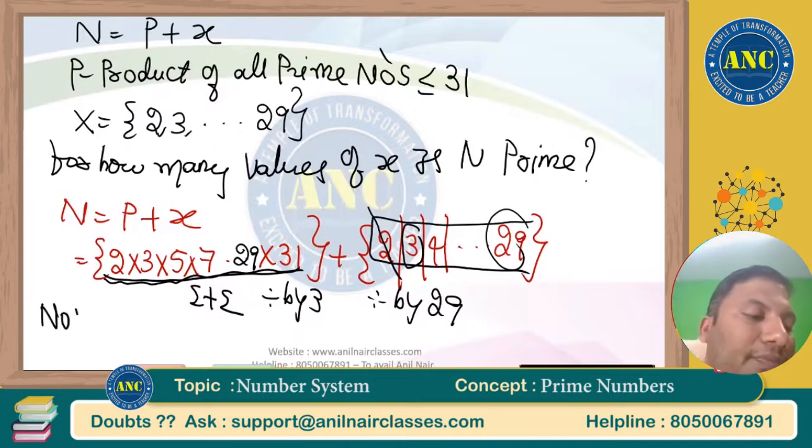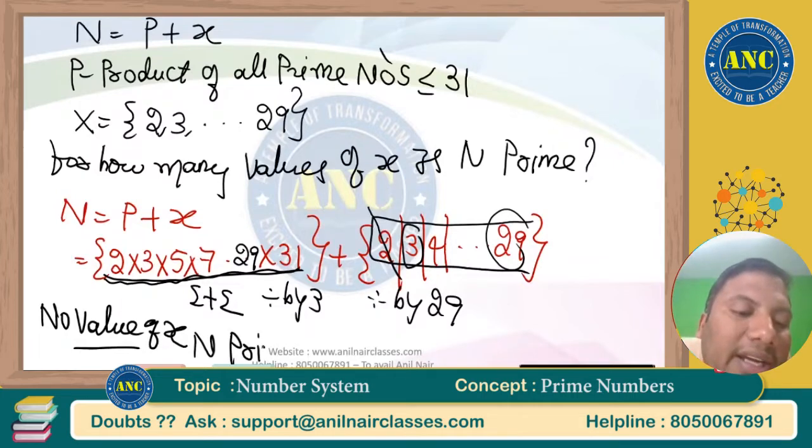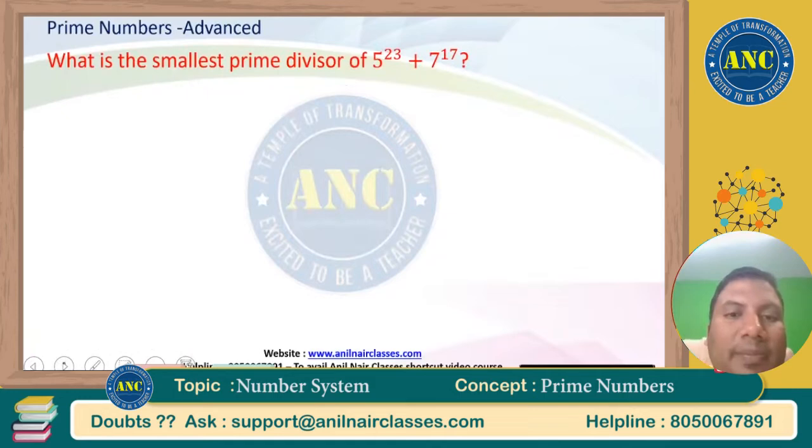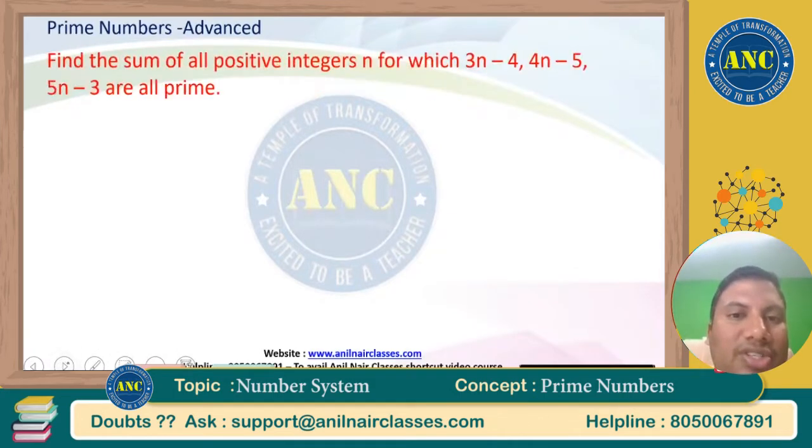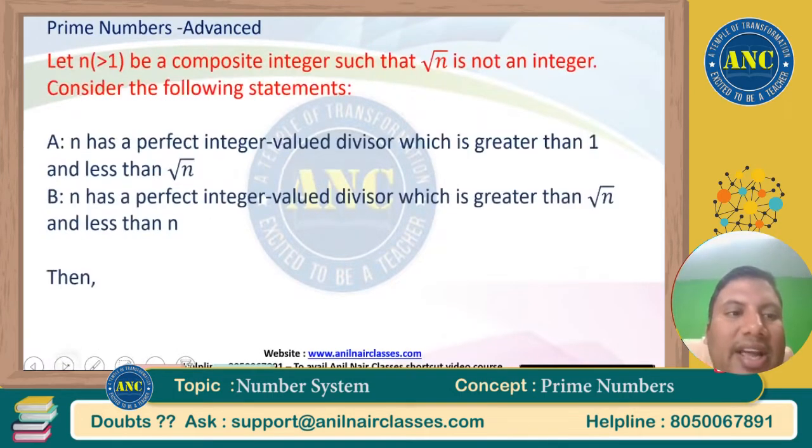No value of X will make n a prime number. I hope the idea is clear. No value of X will make n a prime number. Very, very good questions. Based upon this one, let us solve some previous year CAT questions.